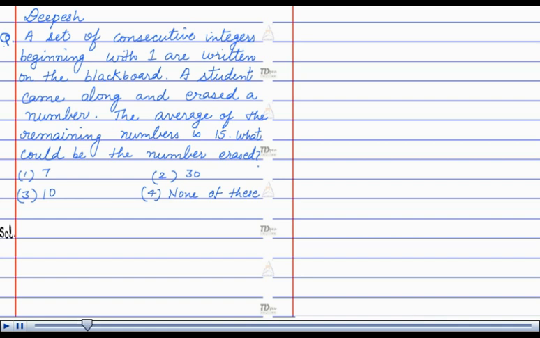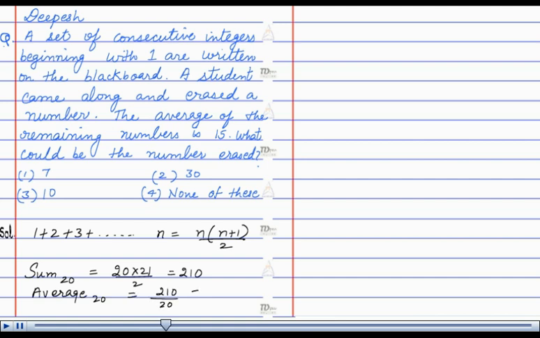In this question, we have to use the concept that sum up to n integers beginning with 1 is given by n into n plus 1 by 2. We see that the sum up to the first 20 terms is given by 20 into 21 by 2, which is equal to 210, and the average is given by 210 upon 20, which is equal to 10.5.